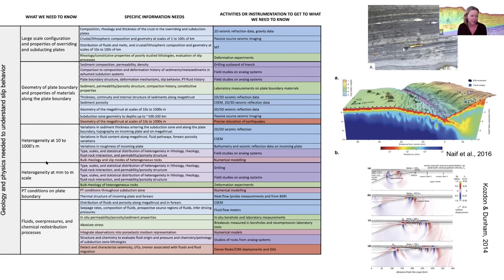So for the particular question I'm showing you, many things have been proposed to control the mode of slip in space and time, including from the large scale configuration to heterogeneity at various scales, the distribution of pore fluid pressures, and other things. And so you can see this suite of geophysical imaging, geology, experimental, and numerical efforts that would be required to fill in all those pieces.